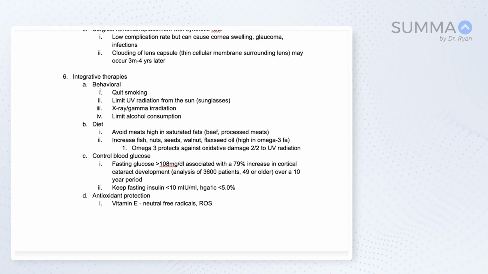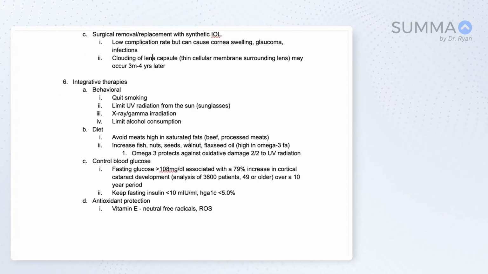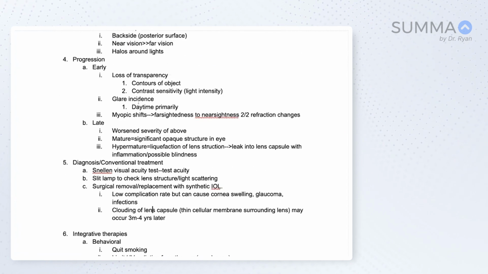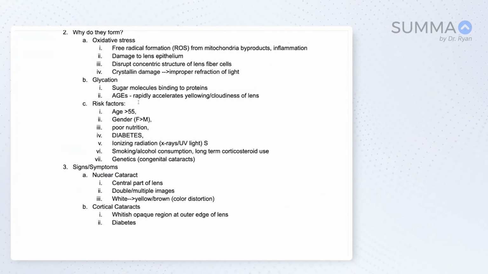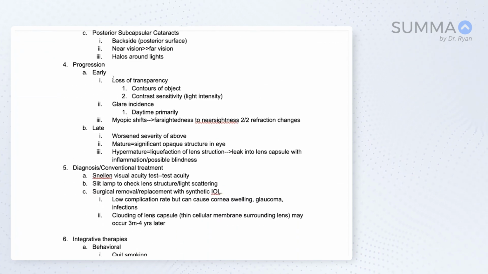So what are some things that we can do to prevent this from even occurring? Is it quite possible to not have cataracts well into your 80s, 90s, 100s, 150s? Who knows, right? I would argue, yes. It really depends on limiting the amount of glycation and oxidative stress, as well as limiting certain lifestyle factors, right?